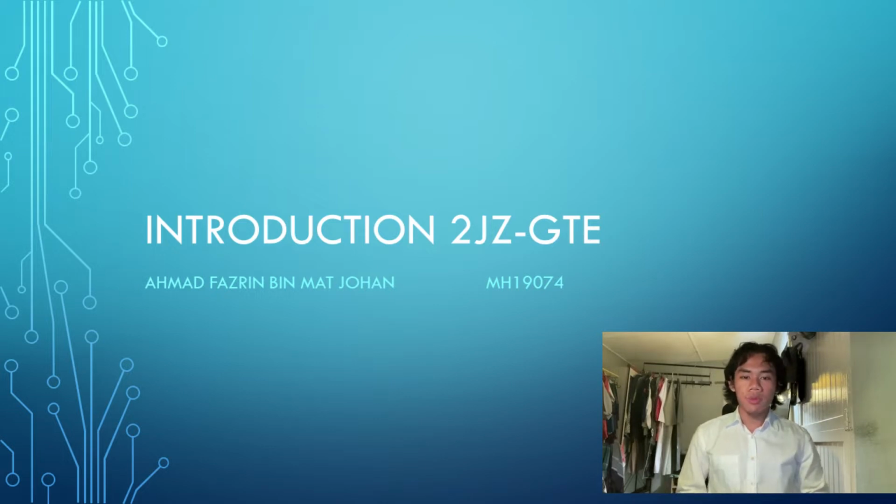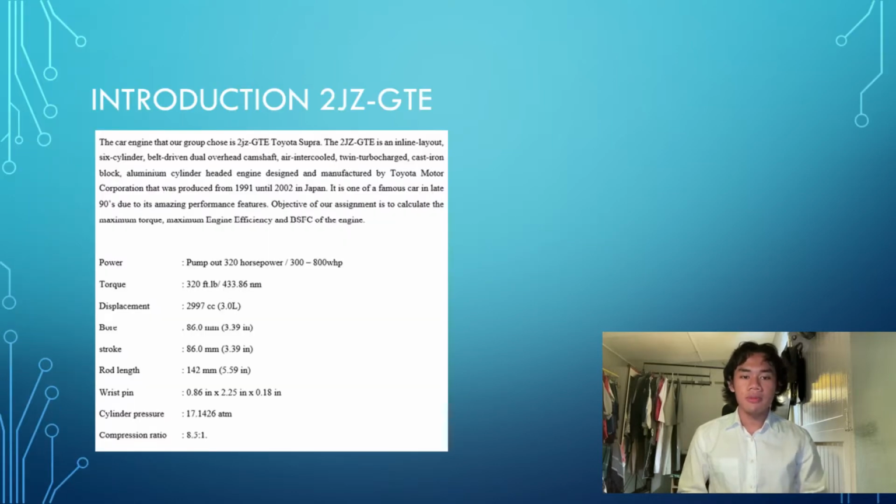Me and my group members will present in this video the calculation of the maximum torque, the maximum engine efficiency and the BSFC, the brake specific fuel consumption. From the engine specification and the calculation, we will also get the maximum pressure analysis, the peak pressure, using the formulated Microsoft Excel given. Our group chose the 2JZ-GTE Toyota Supra engine for this assignment.